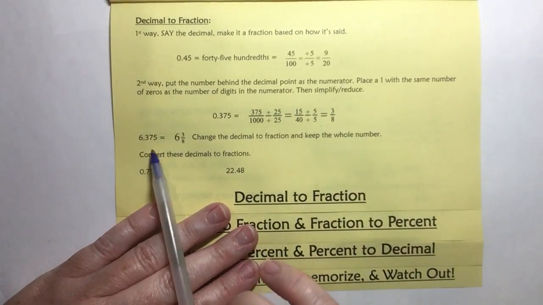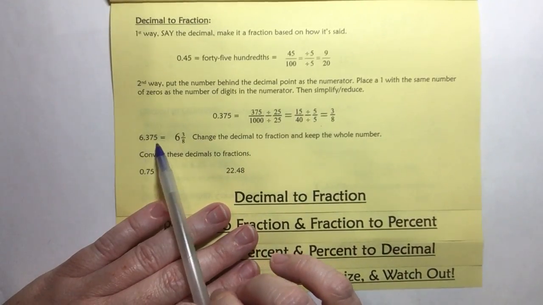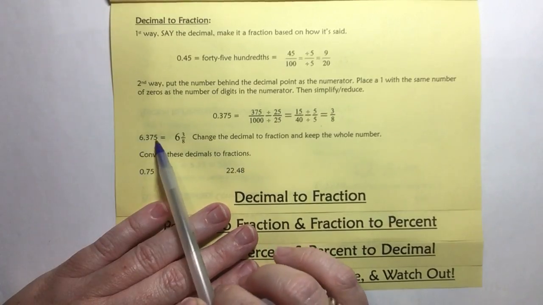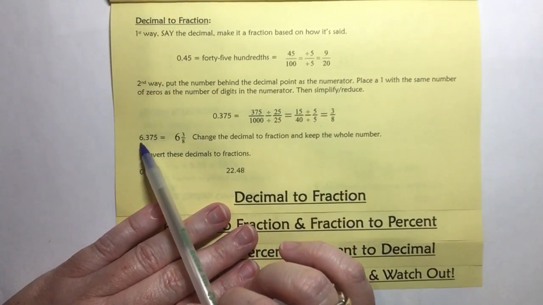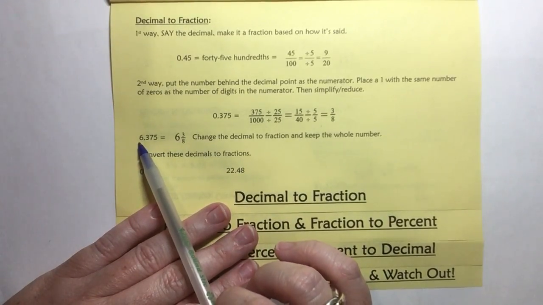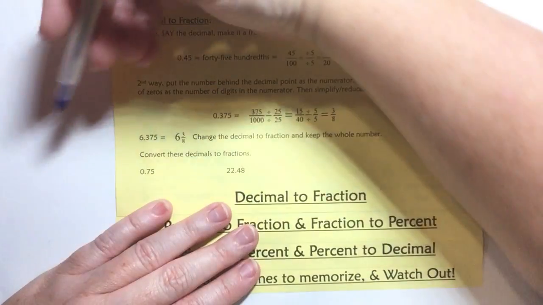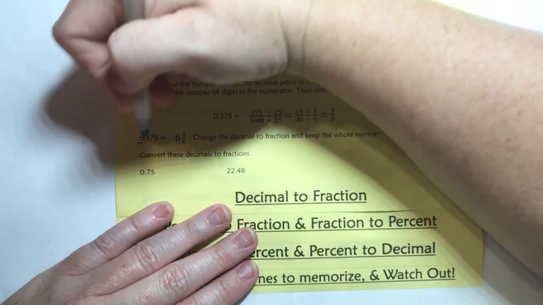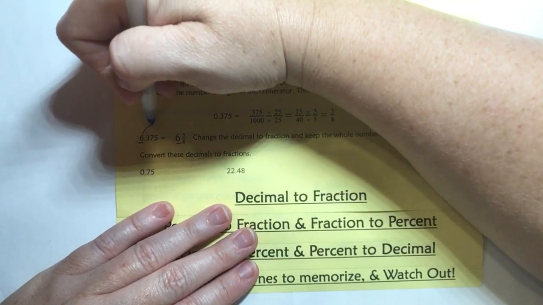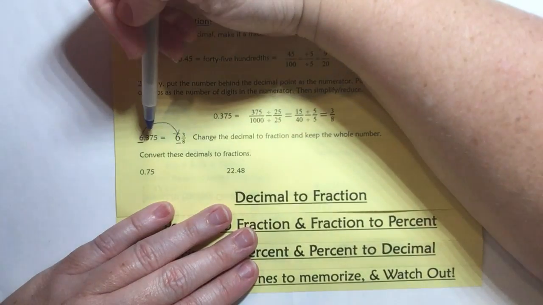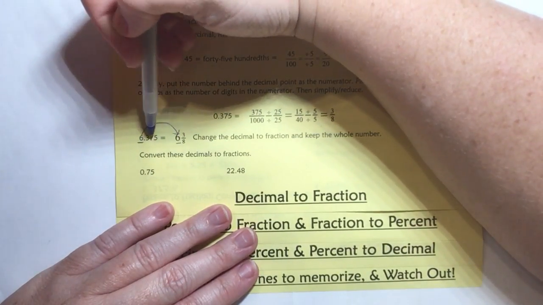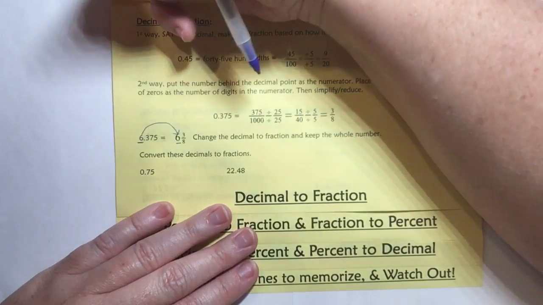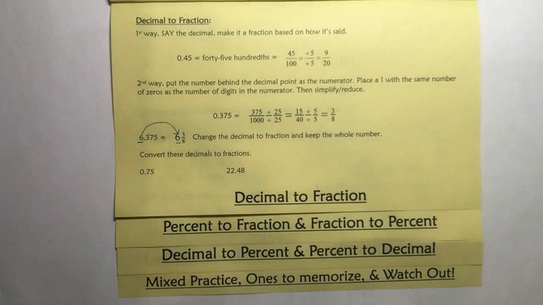Okay. When you have a whole number in your decimal, remember it's the same as when we did fraction to decimal. Your whole number stays the same. So your whole number just comes over. You change your decimal to a fraction, and then instead of writing the decimal, you write the fraction. Okay, so let's go ahead and try this.